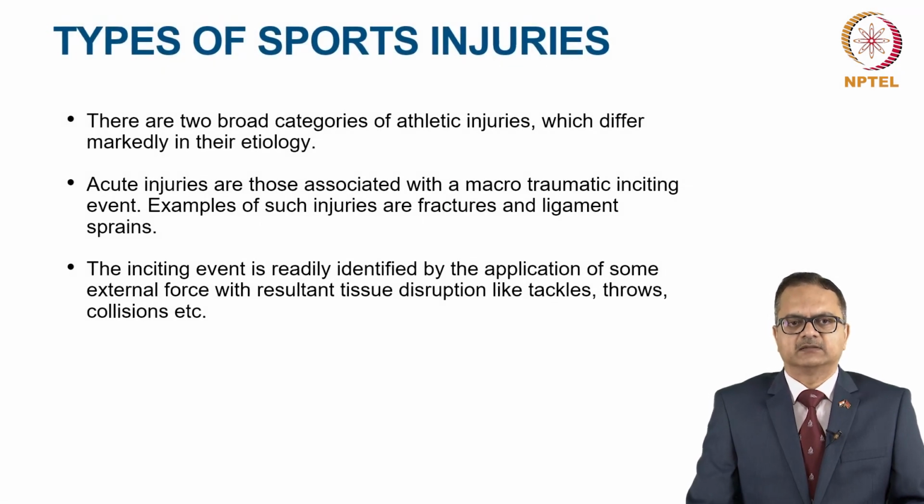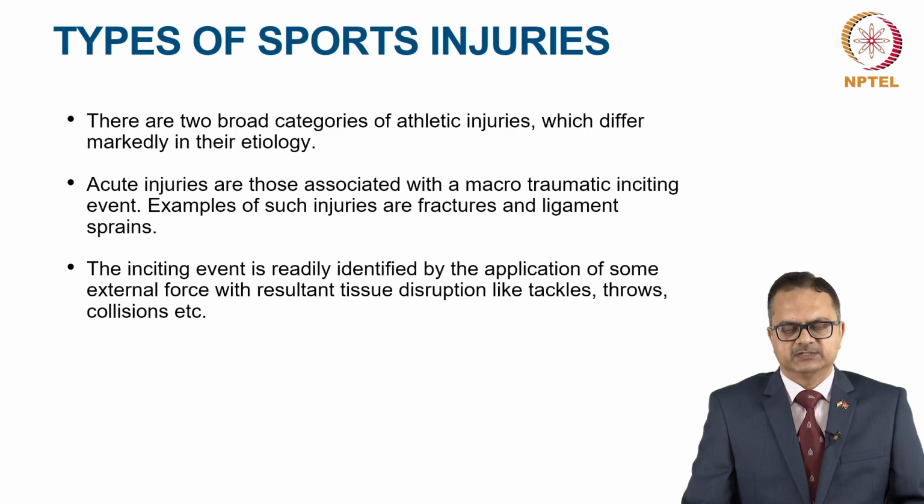There are two broad categories of athletic injuries which differ markedly in their etiology. That means there is a big difference in how they occur. Acute injuries are those associated with a macro-traumatic inciting event. That means there is a trauma from outside of sufficient magnitude. Examples of such injuries are fractures and ligament sprains.